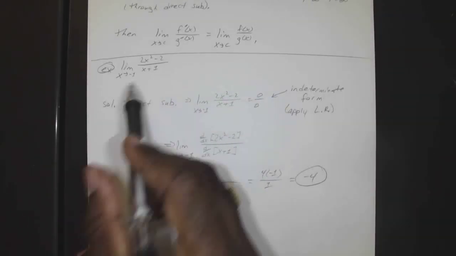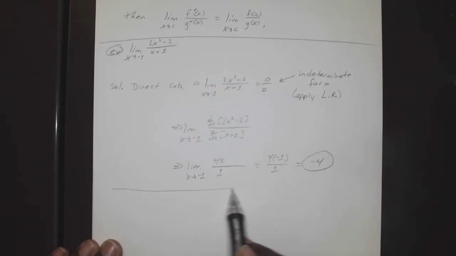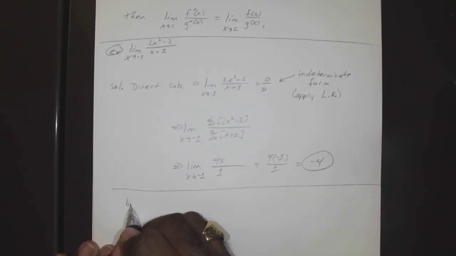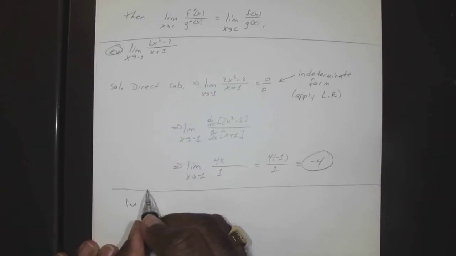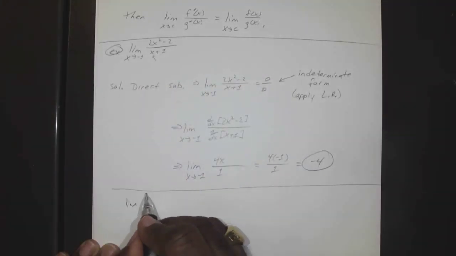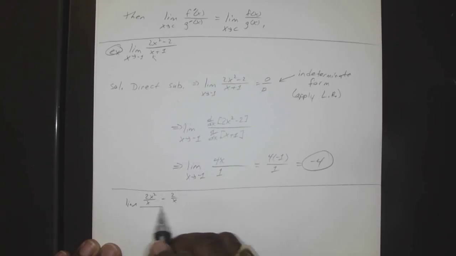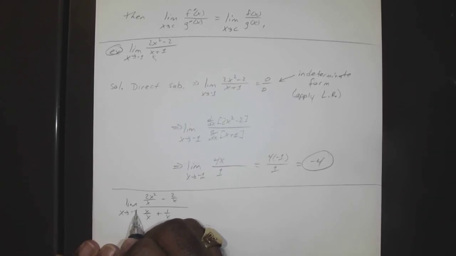Let's say if we wanted to, let me see if I have enough room to do that. Let's say we have the limit. So we have our 2x squared. If we divide each one of those terms by x, we have 2x squared over x minus 2 over x, divided by x over x plus 1 over x as x approaches negative 1.